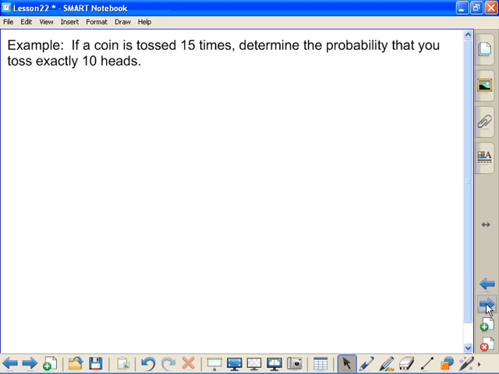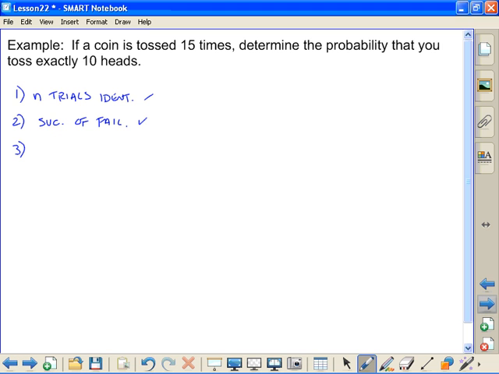So, example: if a coin is tossed 15 times, determine the probability that you toss exactly 10 heads. So just quickly going through the mental checklist. Okay, n trials, I'm just going to shorten this up: identical. So flipping a coin, yeah, the trials are identical. Two, success or failure. Yep, you can either get a head or not a head.